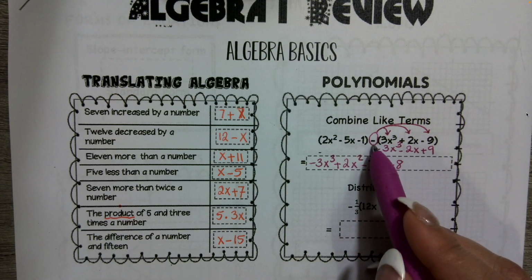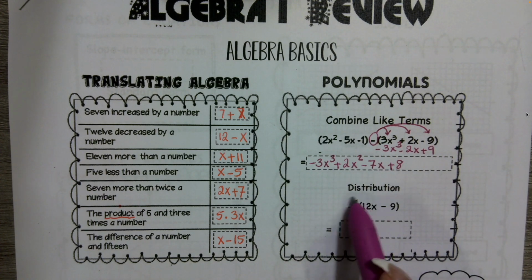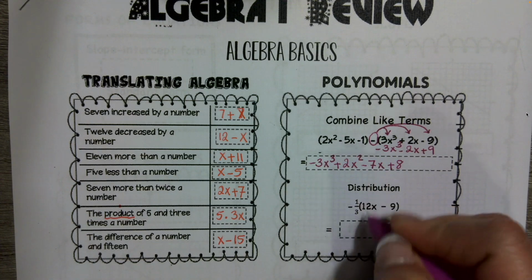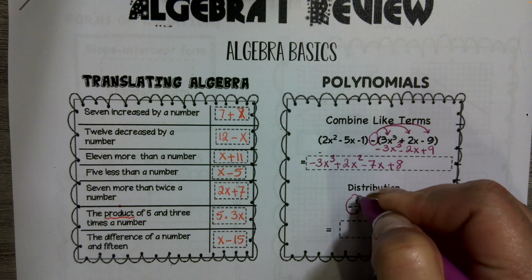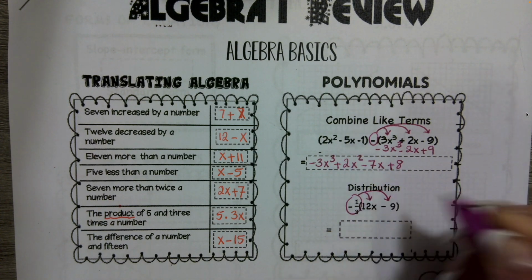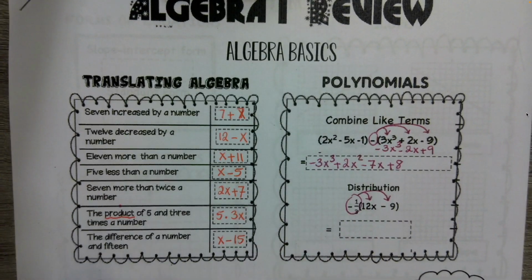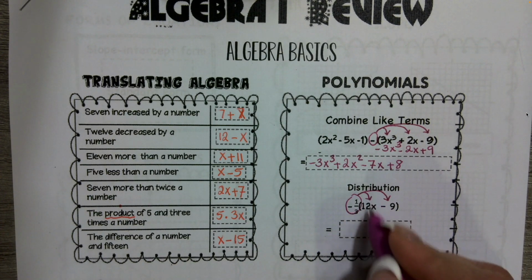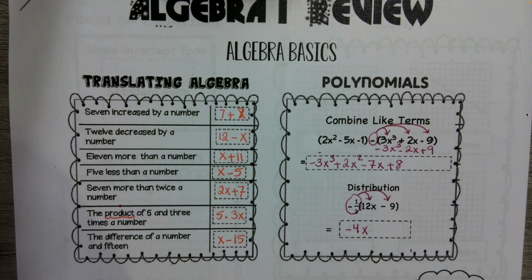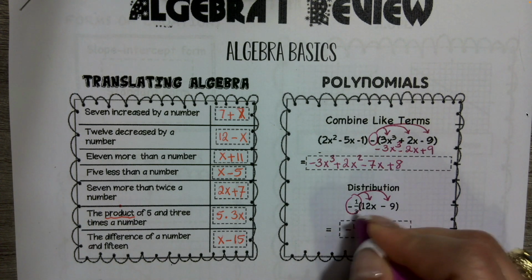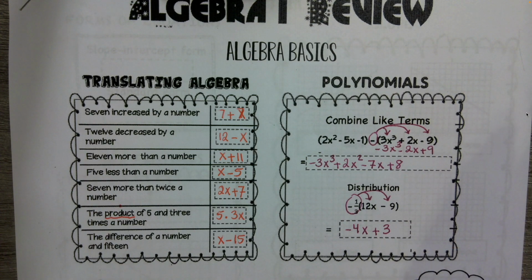Distribution is the same as I just mentioned over here. When there is a number before a parenthesis and there is no symbol like addition or subtraction, that means this number should distribute inside the parenthesis. What does distribution mean? Basically, it's multiplying that number to every term inside of it. We talked about it over there. There you go. So -1/3 of 12x is -4x. -1/3 of -9, negative and negative is positive, and 1/3 of 9 is 3. So there you go.